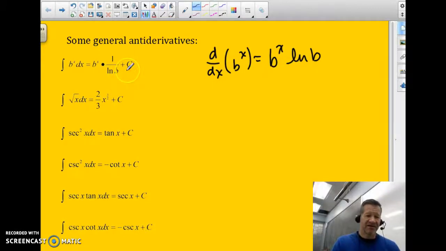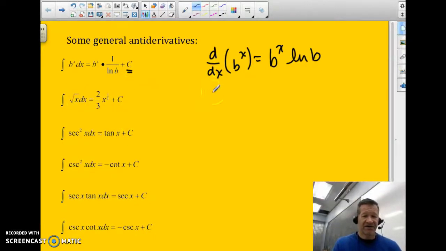Well, now we're finding the antiderivative, so the antiderivative is b to the x divided by natural log of b. Notice the plus c, the constant of integration there. Because it's an indefinite integral, we don't know if there was a constant like a plus 5 off there before we find the derivative. So you'll always need to put plus c when you have an indefinite integral.